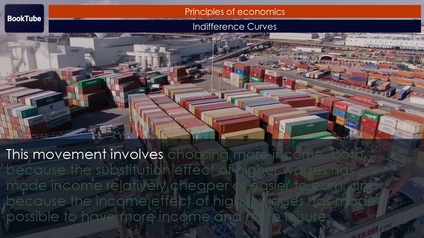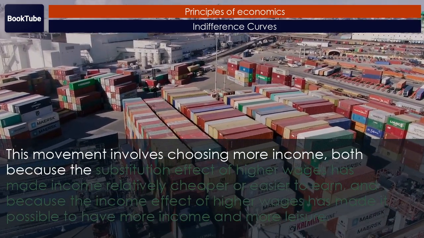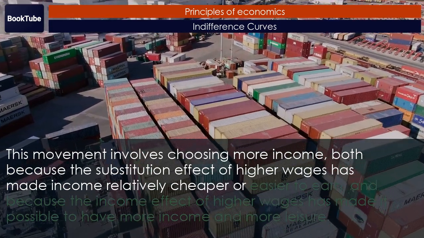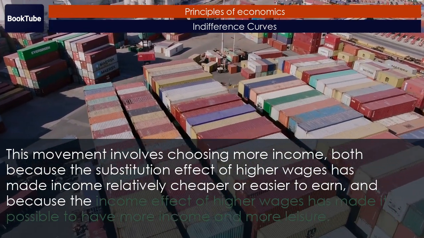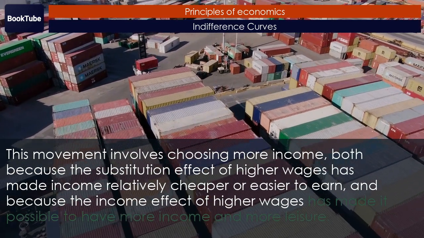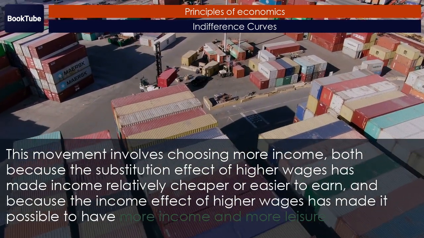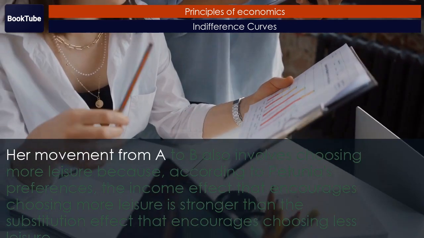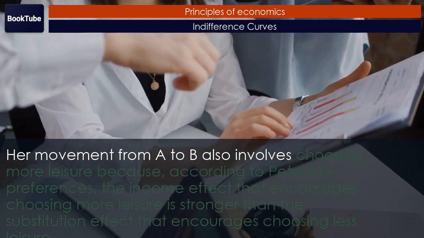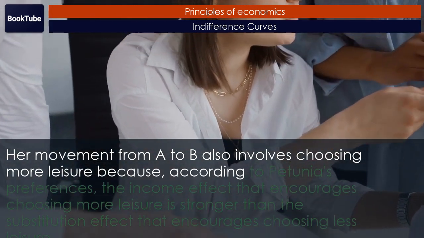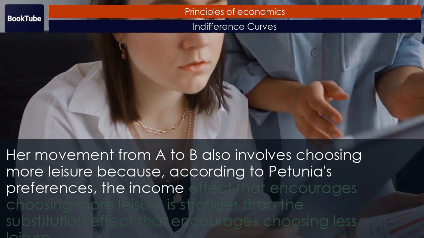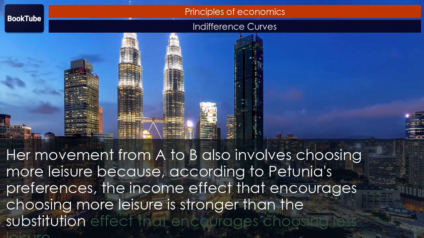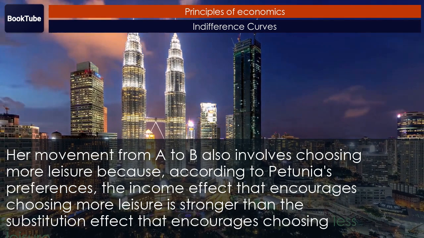This movement involves choosing more income, both because the substitution effect of higher wages has made income relatively cheaper or easier to earn, and because the income effect of higher wages has made it possible to have more income and more leisure. Her movement from A to B also involves choosing more leisure because, according to Petunia's preferences, the income effect that encourages choosing more leisure is stronger than the substitution effect that encourages choosing less leisure.